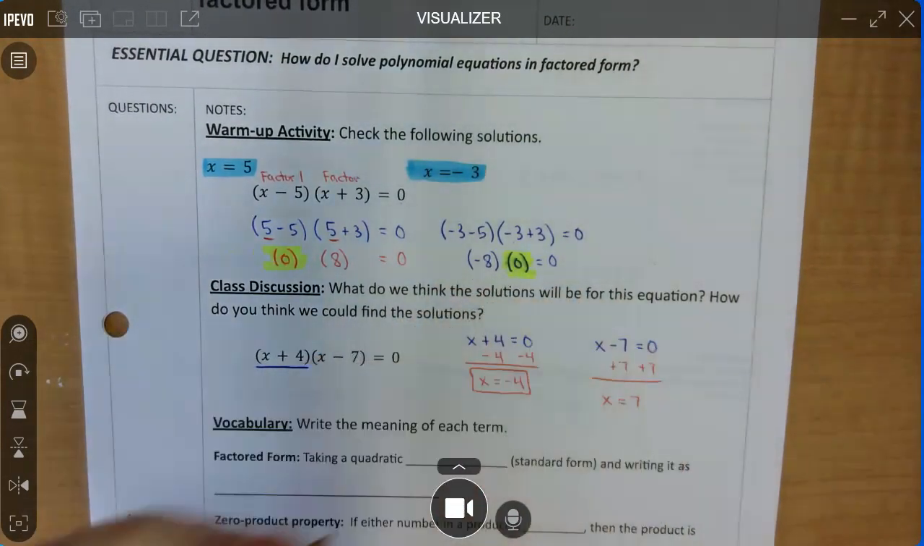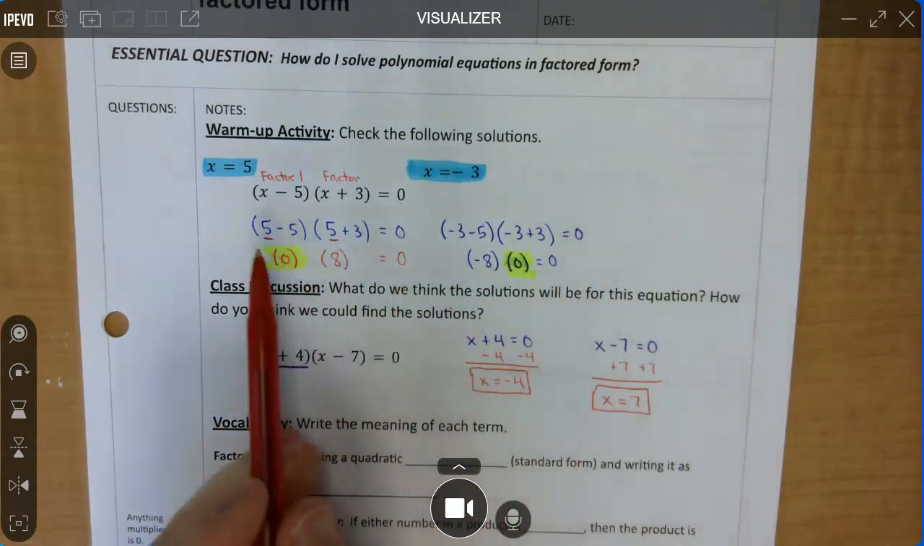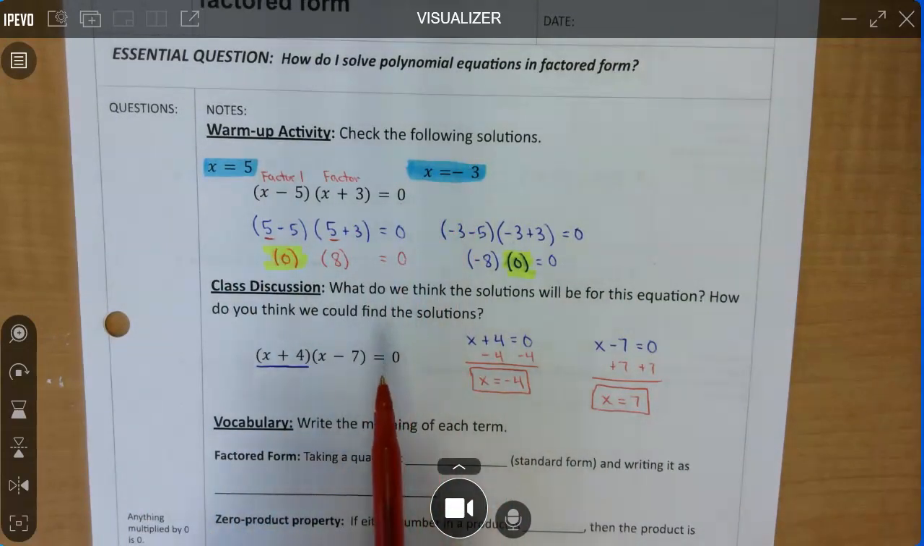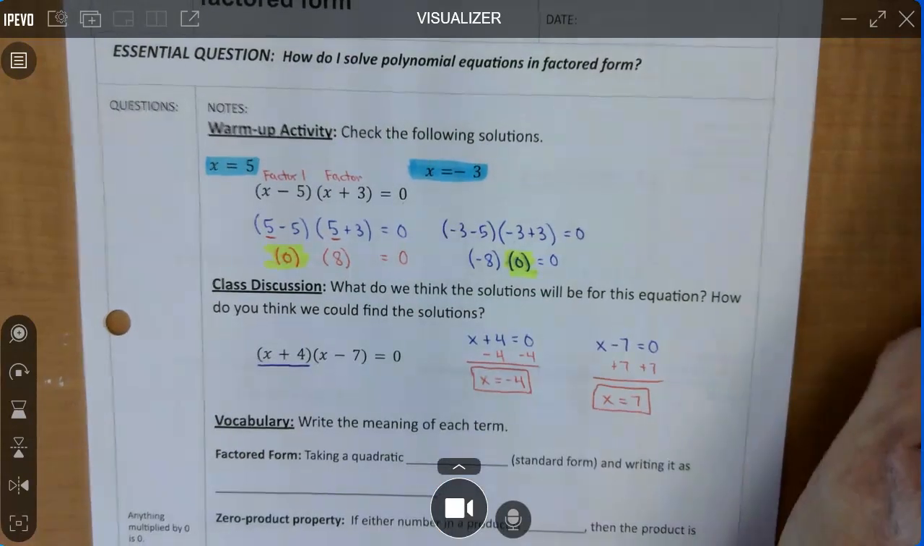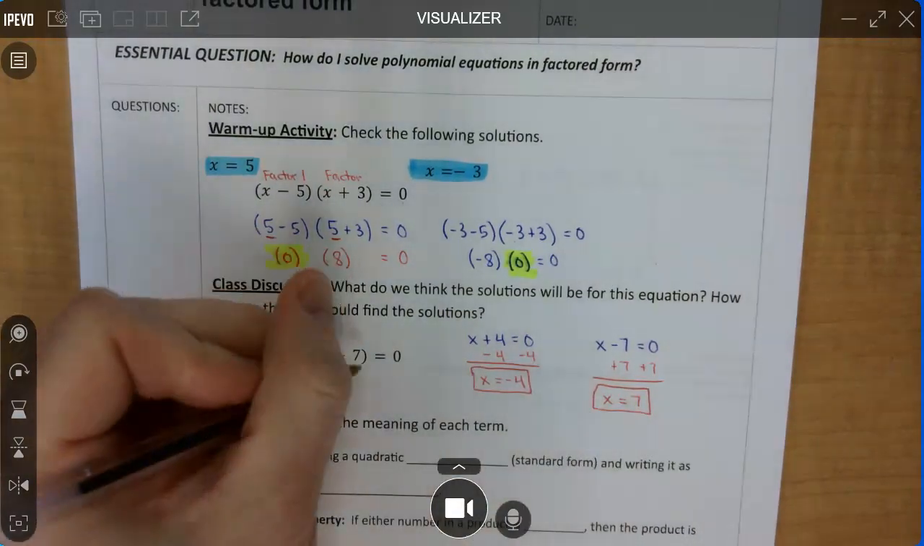And x equals 7. So that's my second solution. Just like up here, both 5 and negative 3 worked. Down here, I know that the number that makes the first factor 0 is negative 4. The number that made the second factor 0 was 7.